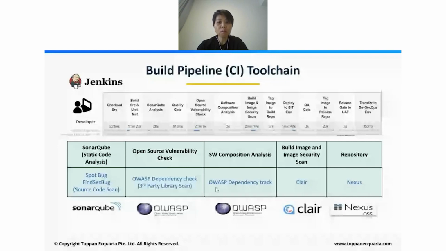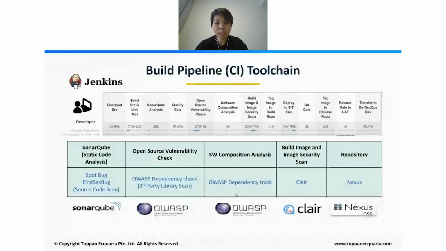And then we have a stage called Software Composition Analysis. We are using a tool from OWASP called OWASP Dependency-Track. Apart from detecting vulnerabilities in your third-party libraries, this tool is also able to show all the libraries used, regardless of whether they are vulnerable or not. It's like the software bill of materials for your application. It's also able to detect if a library version is outdated and provide the license information of those libraries.